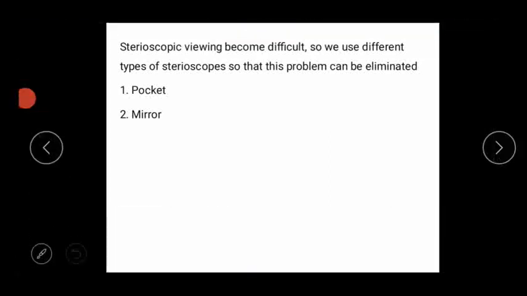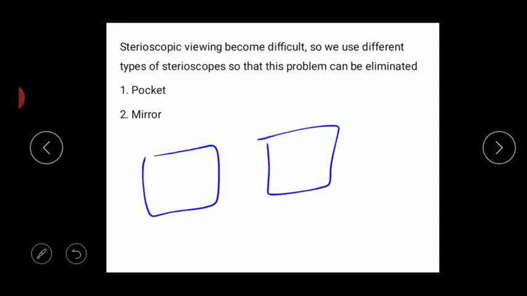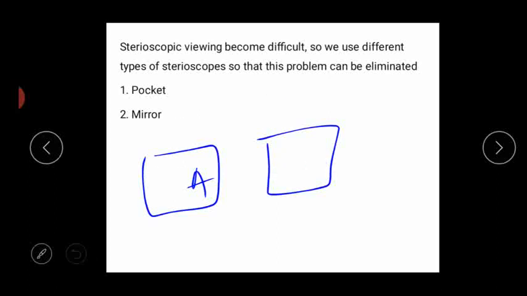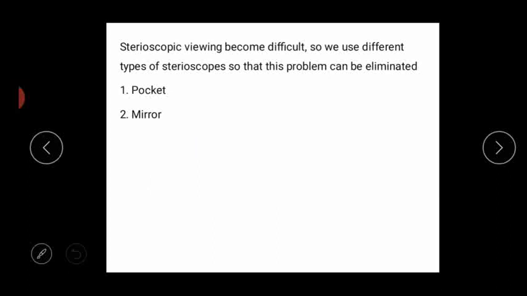Now to explain that, if this is the left photograph, this is the right photograph, and there are common features A, B here, and A, B in this photo also. So with the left eye I view the left photo, with the right eye I view the right photo, and when they both are merged we obtain a 3D model. So that is called a stereoscopic view. But this becomes very difficult.